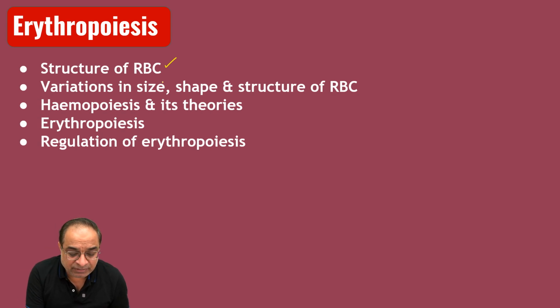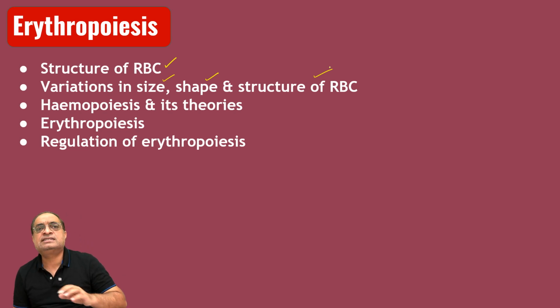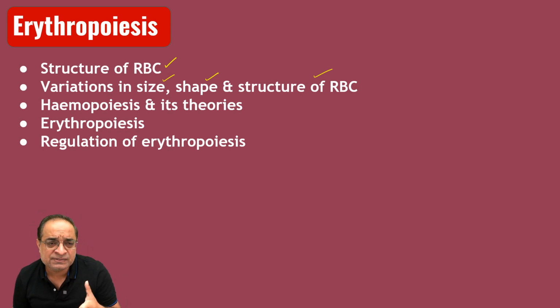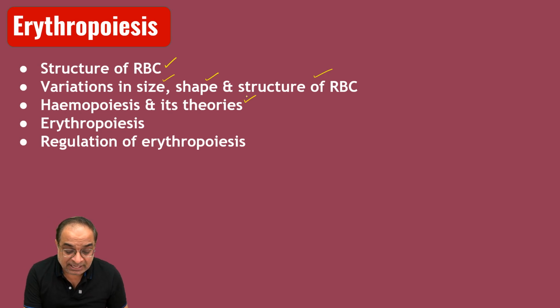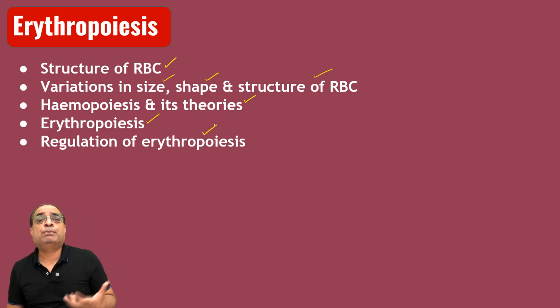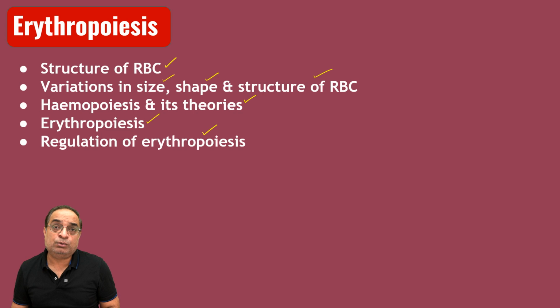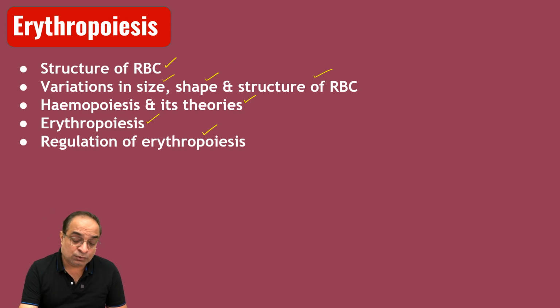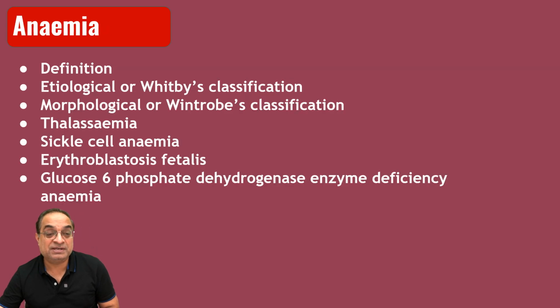We'll be discussing variations in size, shape and structure of RBCs, increase in RBC count, decrease in RBC count, then the different theories for hemopoiesis and erythropoiesis in detail, and regulation of erythropoiesis, how hypoxia stimulates the production of more RBCs, what is the role of renal erythropoietic factor. So all these subtopics are part of your competency based syllabus for your MBBS.